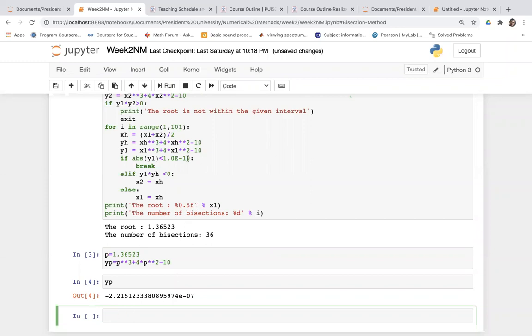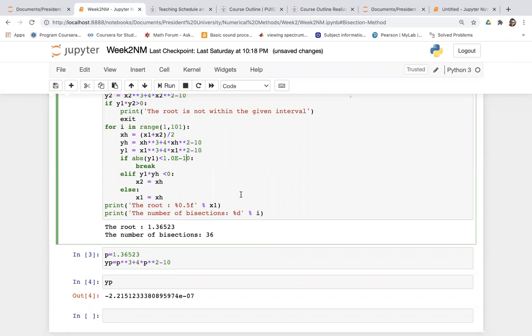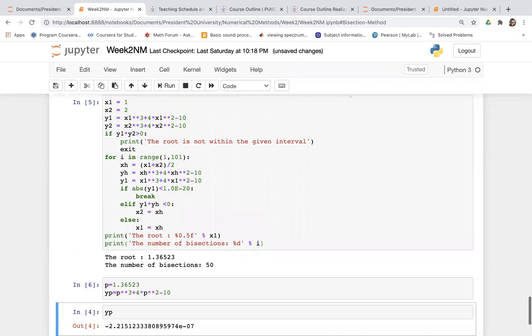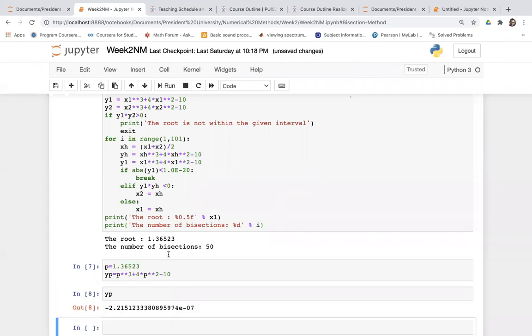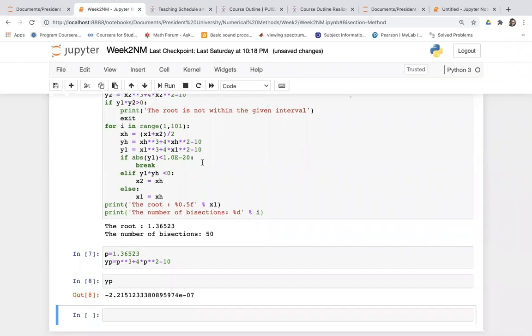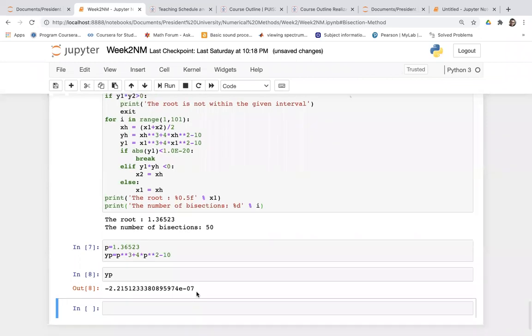And if you want more accuracy, like minus 20, you just put it here and enter. You see bisection 50. And then let us put p now, 1.36523. I think it's the same. Yes, it's the same, so it has converged to this value. Even if you add more points, it's really small and really close to 0, because it's power minus 10 and minus 7. Okay. Any question?